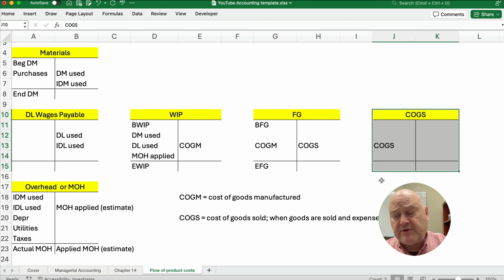All right, the next thing we'll do in this chapter is we'll work on how to calculate cost of goods manufactured and cost of goods sold.